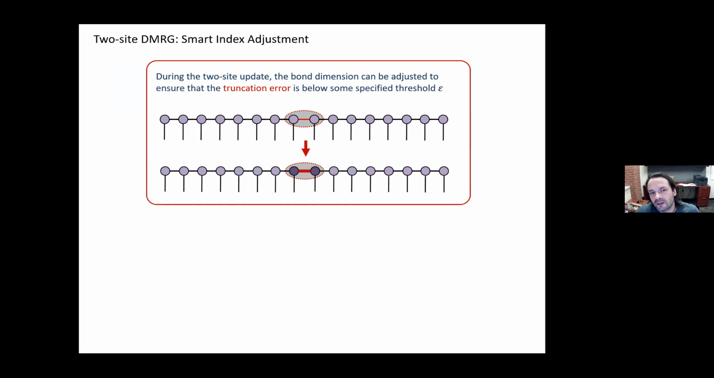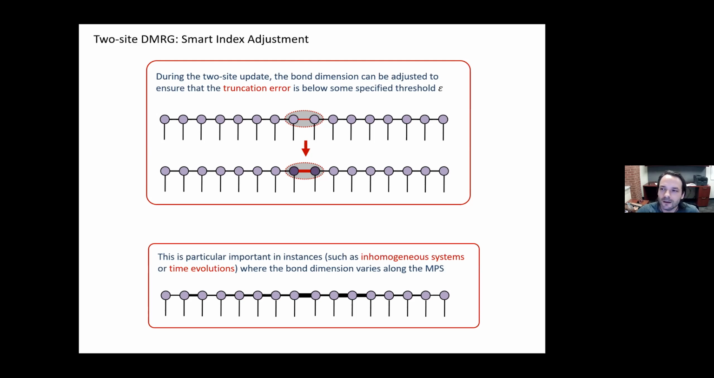Okay, so during the two-site update, the bond dimension can be adjusted to ensure that the truncation error is below some specified threshold. I do the two-site update, I have the singular value decomposition step. I can keep as many singular values as I need to ensure I'm above some error threshold epsilon. And this is very nice, in that I have some smart way of updating the dimensions of my network to properly account for the simulation I'm doing.